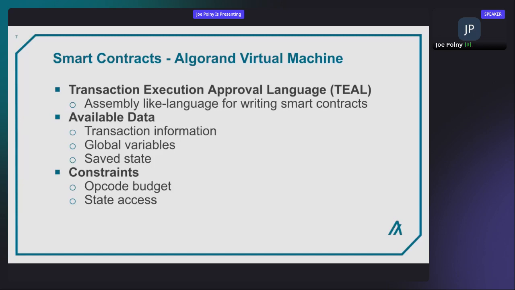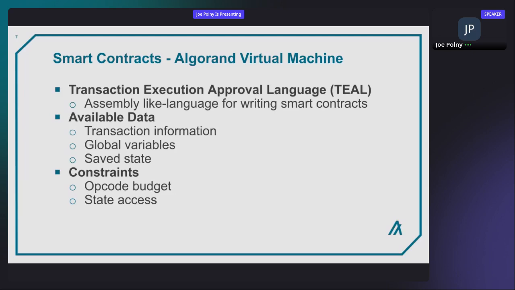And our environment is called the Algorand Virtual Machine, and all the smart contracts that execute in the Algorand Virtual Machine are written in TEAL, or the Transaction Execution Approval Language. And TEAL itself is an assembly-like language for writing smart contracts. And if you're familiar with writing an assembly-like language, you probably think that sounds terrible. And the good news is that we do have a Python library for writing TEAL as well. So it's not the only option for writing smart contracts, but TEAL is kind of the base layer of what smart contracts are written in.